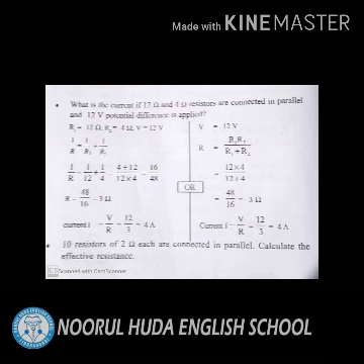One more problem is given to find out the effective resistance. 10 resistors of 2 ohm each are connected in parallel. Calculate the effective resistance. 12 resistors of 2 ohm are connected in parallel. Calculate the effective resistance.